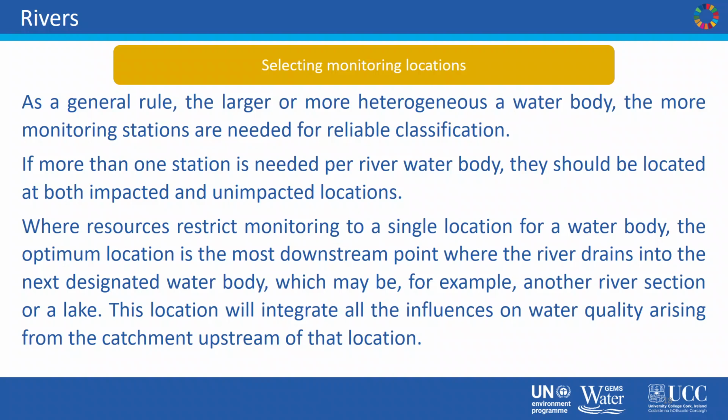But where resources restrict monitoring to a single location for a water body, the optimum location is at the most downstream point, where the river water body drains into the next designated water body, which may be another river section or a lake. This location, the lowest point within that river system, will integrate all of the influences on water quality arising from the catchment upstream of that location.